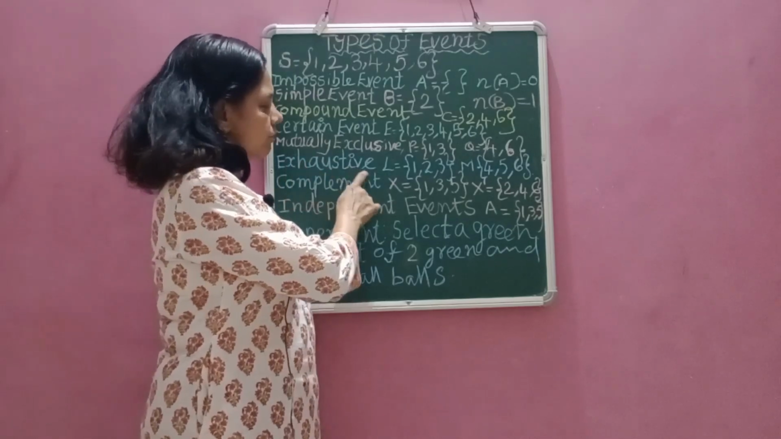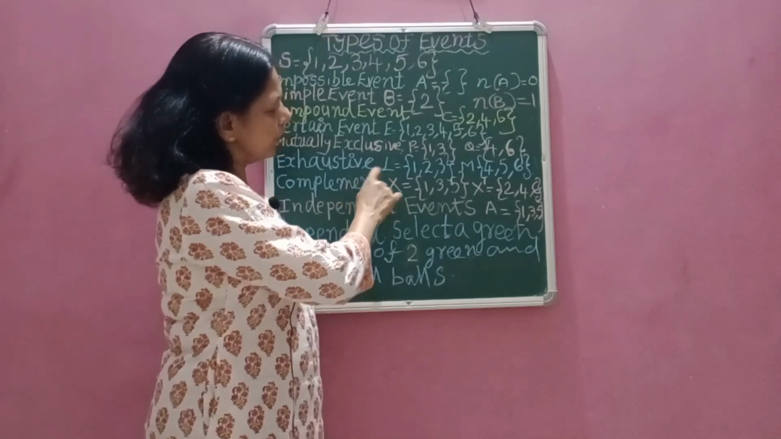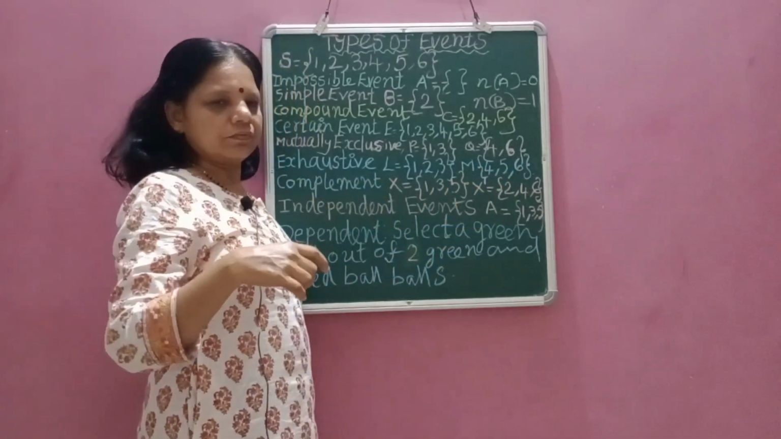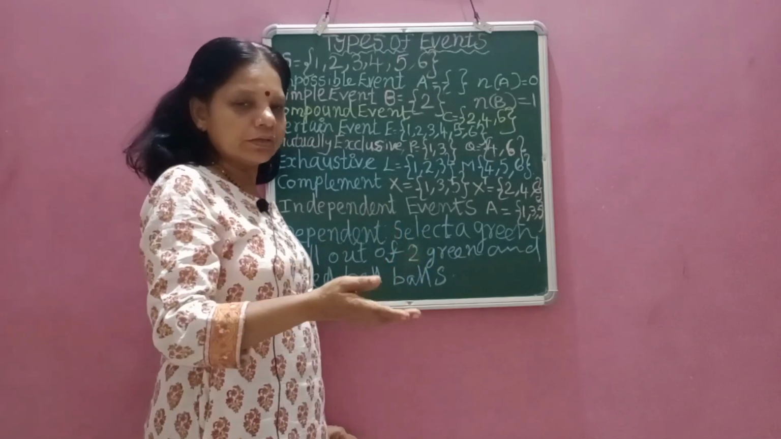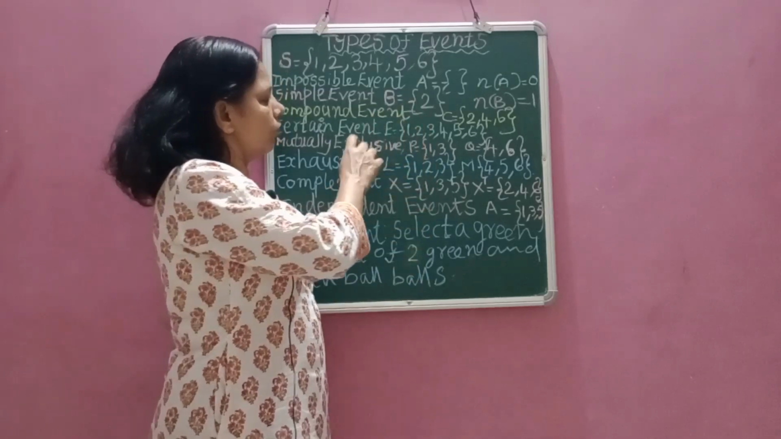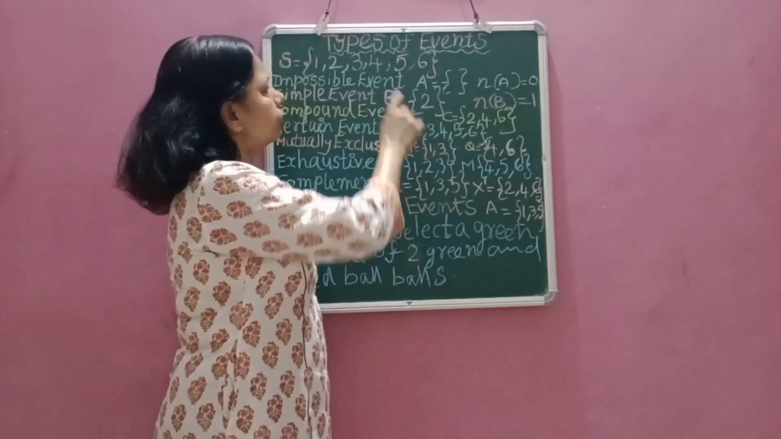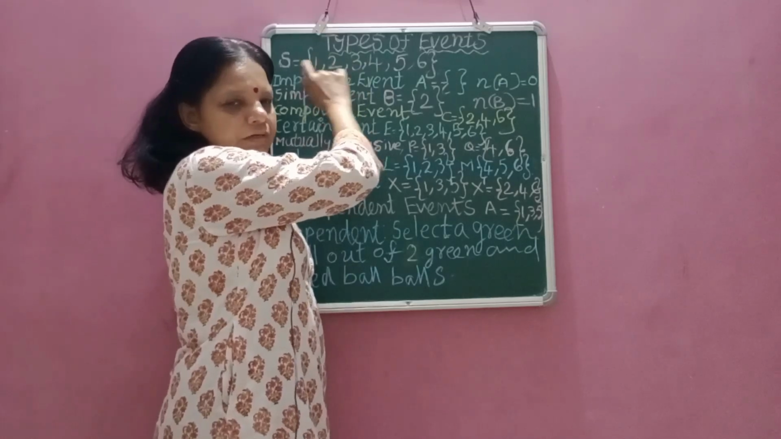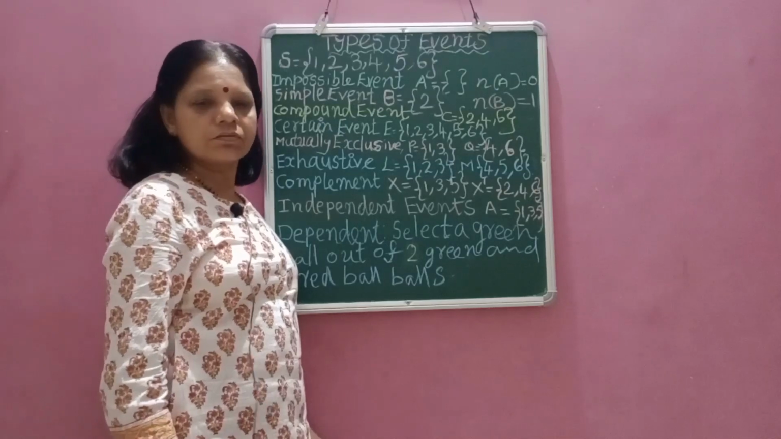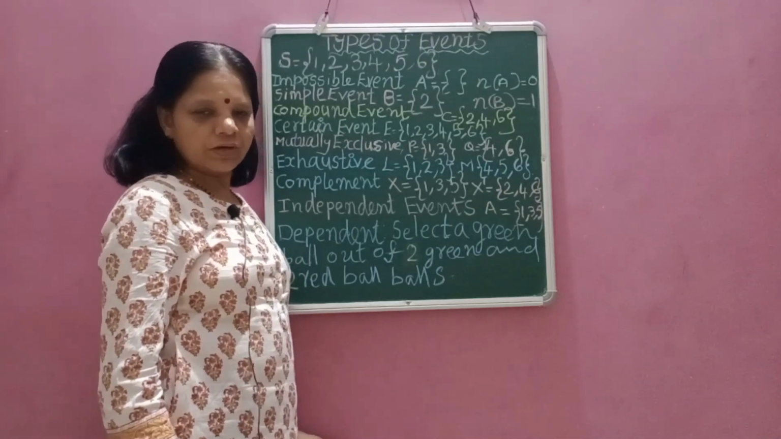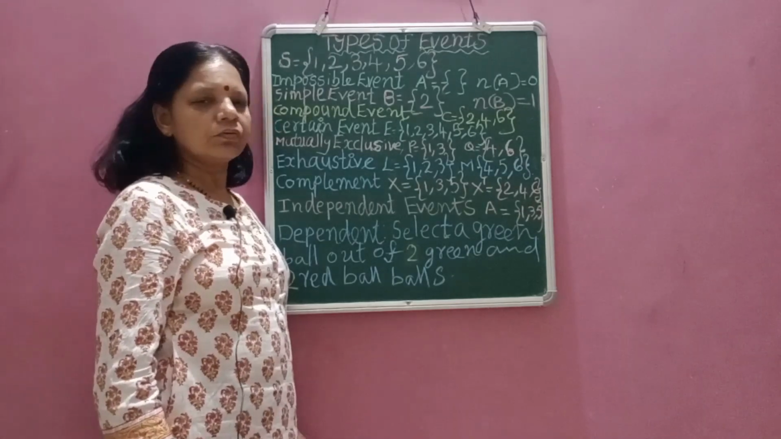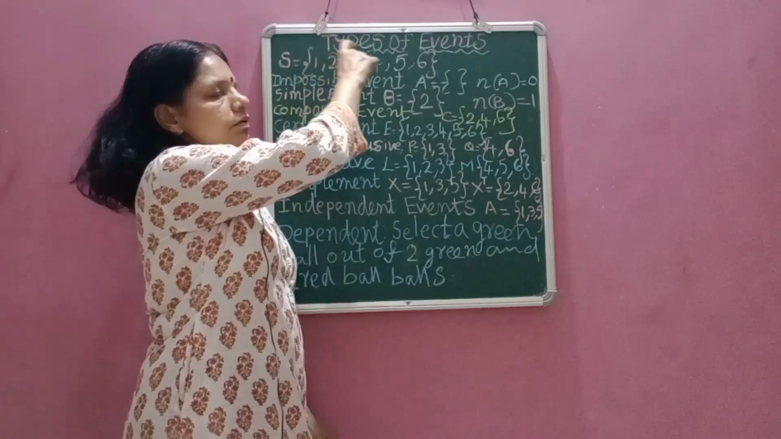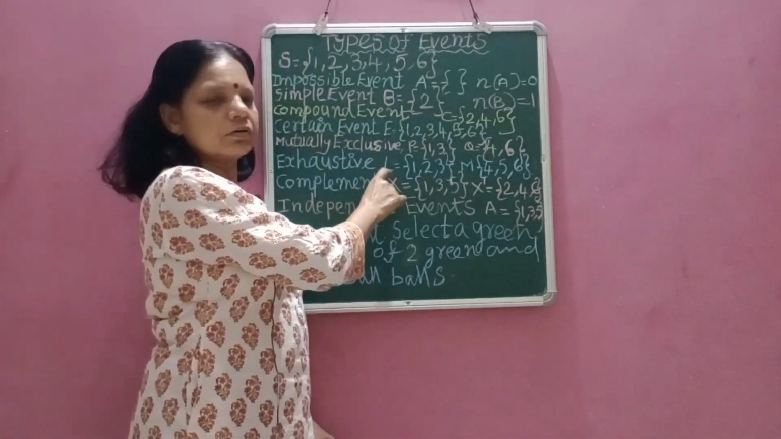Next one, exhaustive. See this example. L equal to 1, 2, 3. M equal to 4, 5, 6. So if you take the union together, all the sample points of L and M together, you will get the sample points in the sample space. Such events are called exhaustive events. So what is it? When the union of 2 or more events forms the sample space, then they are called exhaustive events.